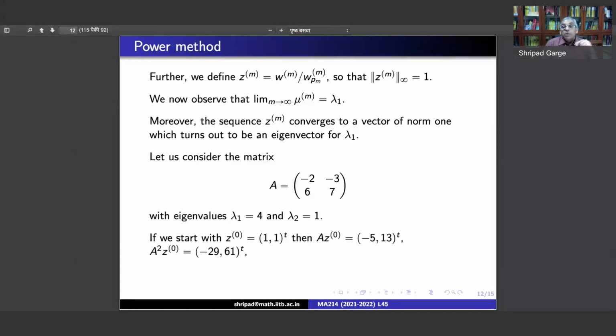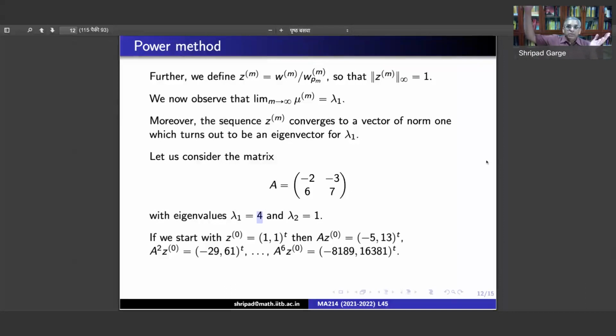And finally, A power 6 will give you this entry. So, of course, the first diagonal entry, the dominant eigenvalue, is 4. So, the higher powers will have bigger and bigger entries. So, we have to scale these.